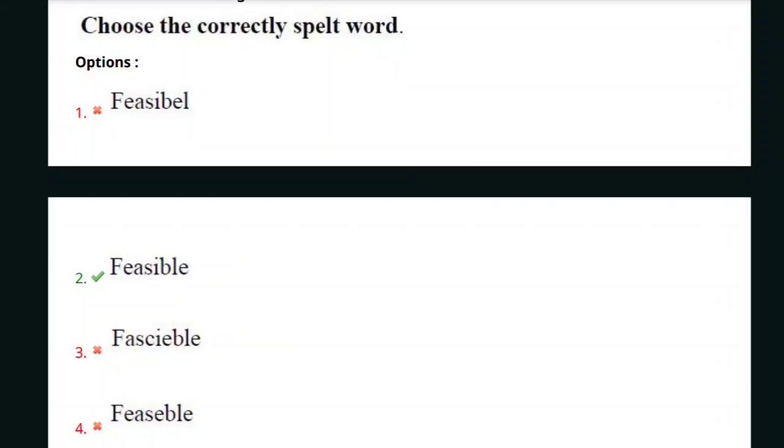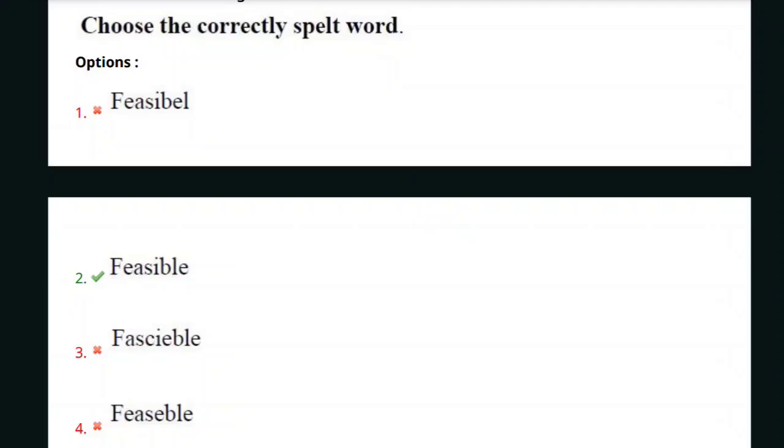Here we got the first question. Choose the correctly spelled word. Here they ask the question on spelling, and you need to find the word with correct spelling. Here they gave options like feasible, feasible, facile and feasible, and the correct option is the second option, feasible. What does it mean by feasible? Feasible is an adjective which means practicable, probable or possible to do easily and conveniently. So the correct word here is feasible.